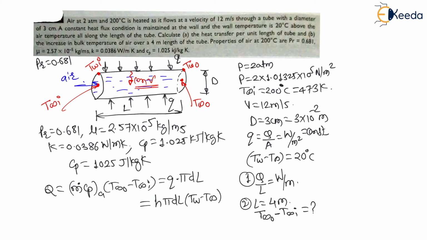Here T wall minus T infinity is always given as 20 degrees Celsius. Again, diameter is given. They are asking heat transfer rate per unit length. Therefore, if I divide this heat transfer rate by length, then I will get h into pi d. Sorry, h into pi d into T wall minus T infinity. This will be the formula. So here, my dear students, pi is known, diameter is known, T wall minus T infinity is known. Only convective heat transfer coefficient we have to calculate.